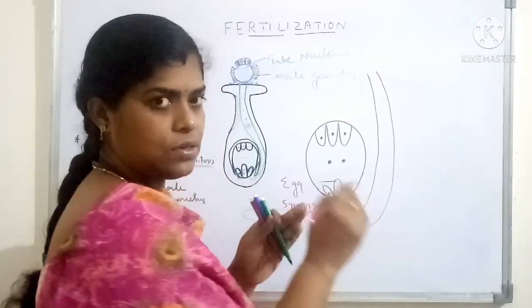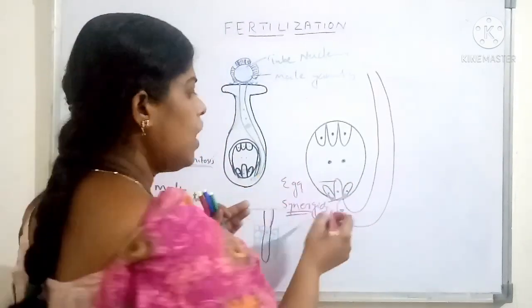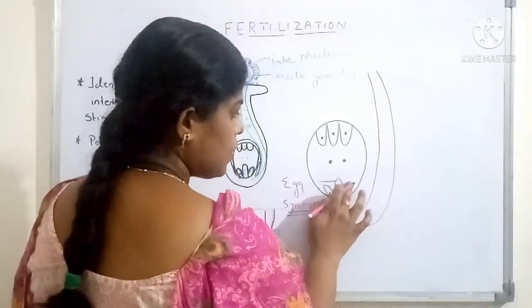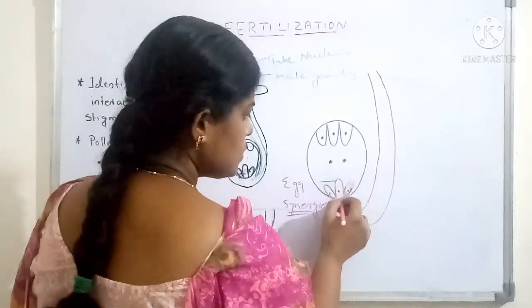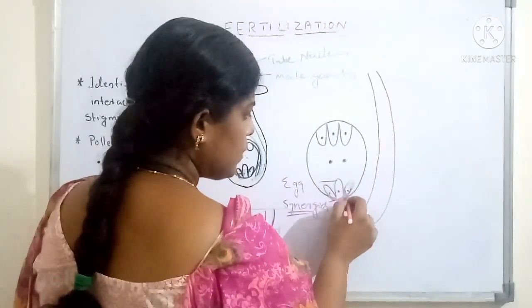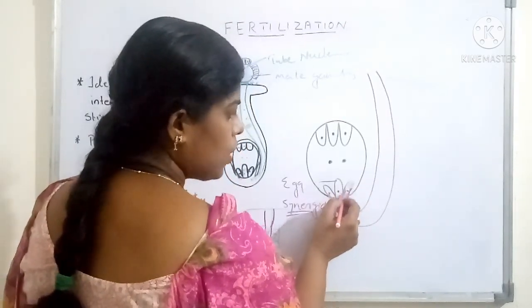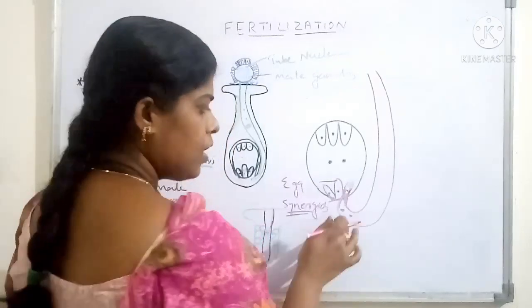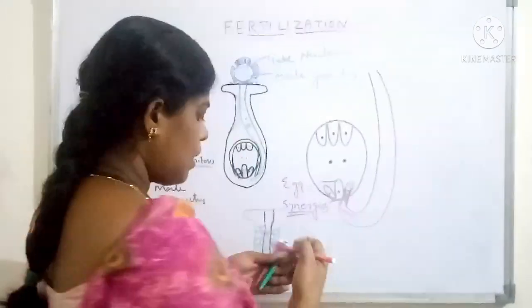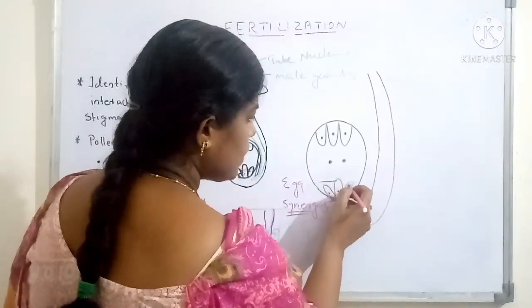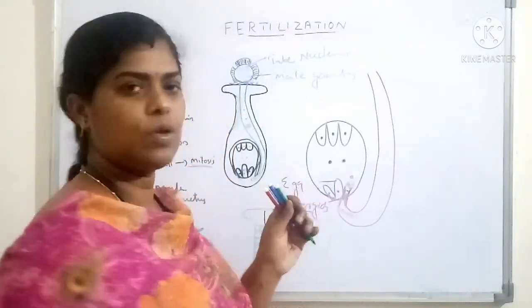So the pollen tube will enter into one of the synergids, not both. One of the synergids will take this pollen tube inside. And when it enters, the synergid will disintegrate, and the pollen tube will break. And when the pollen tube breaks, what will happen? The male gametes will get released in the embryo sac.